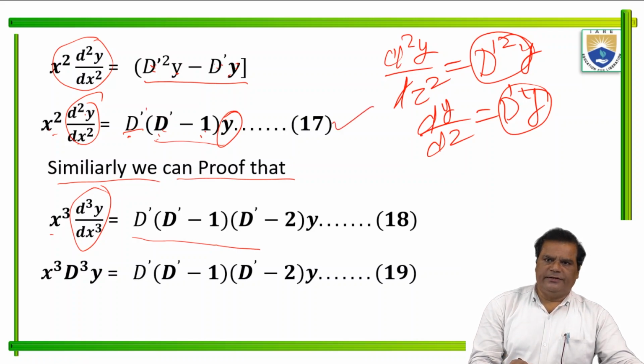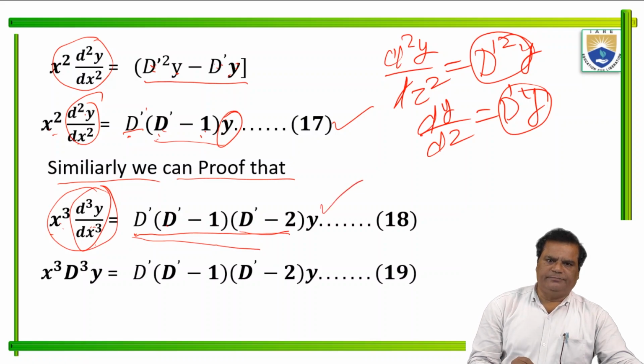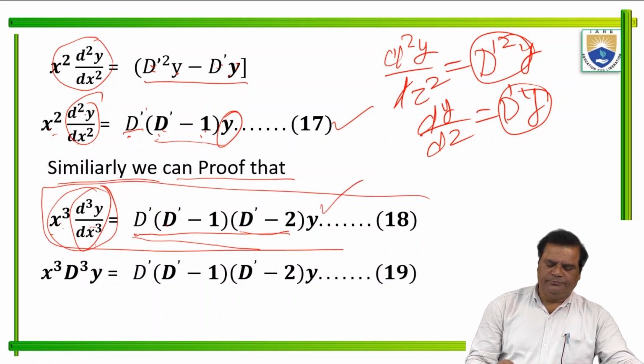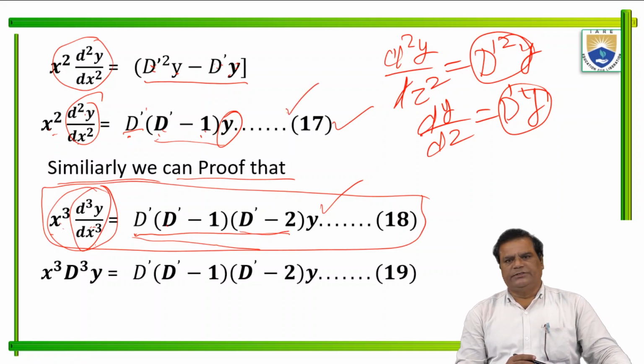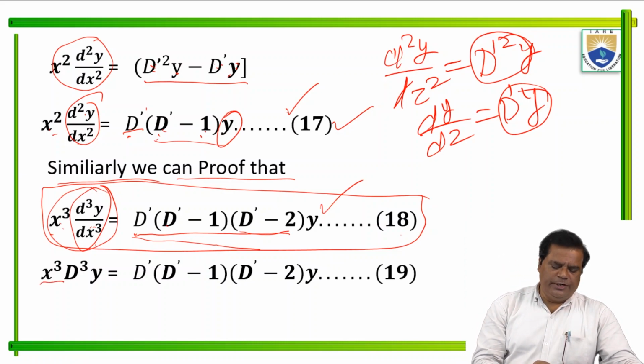This is equation 17. Similarly, in our question x cube d cube y over dx cube, if the power of the independent variable is 3 and the order of derivative is 3 in each term and we multiply both, then we find D dash minus 1, D dash minus 2 into y. This is a very famous formula. We can write it directly, but with the help of the last two equations we can prove this.